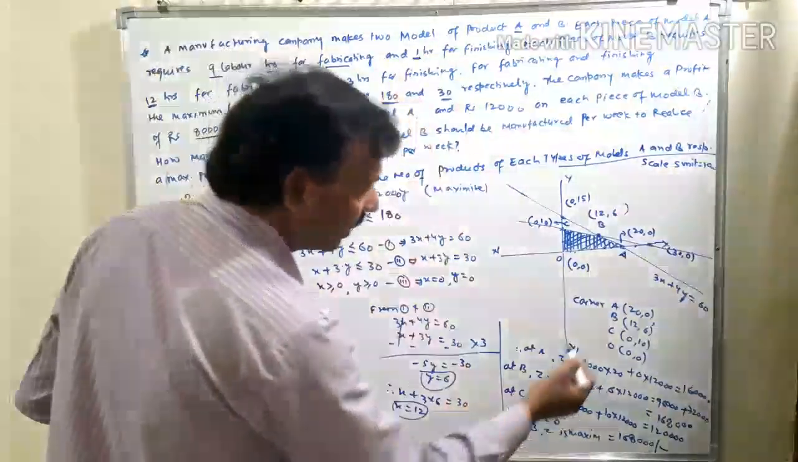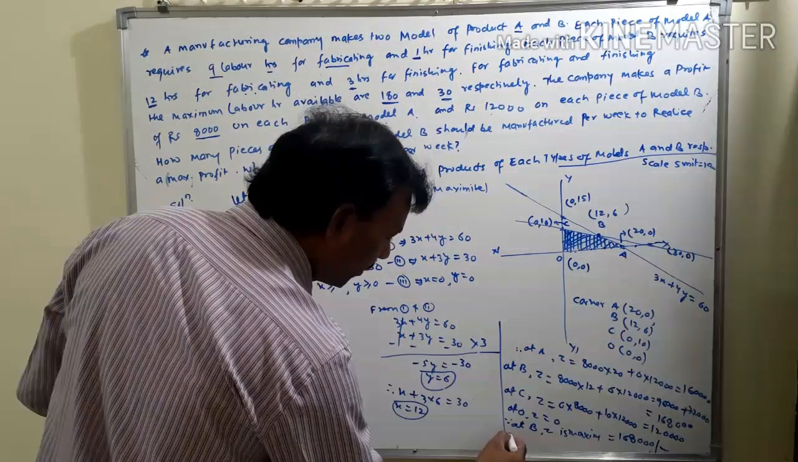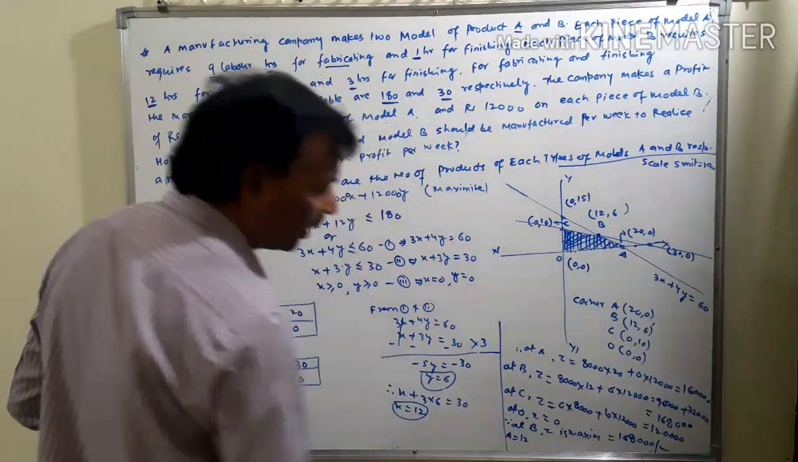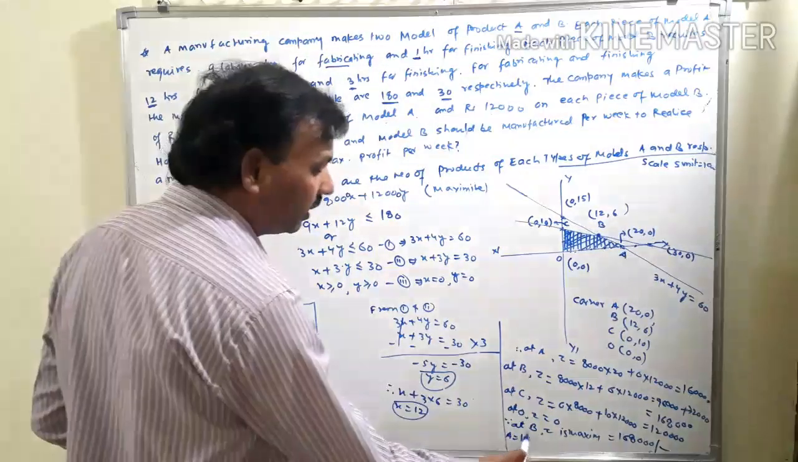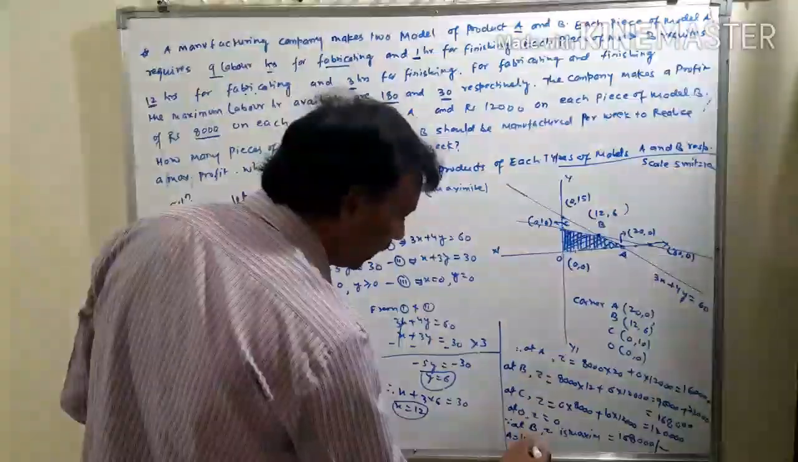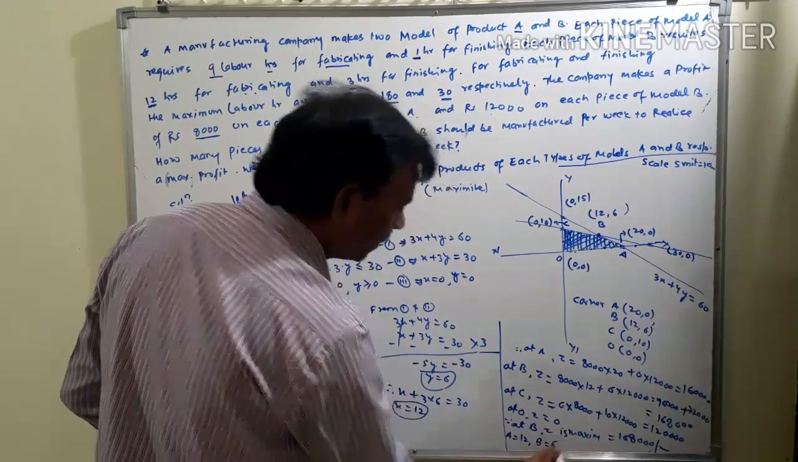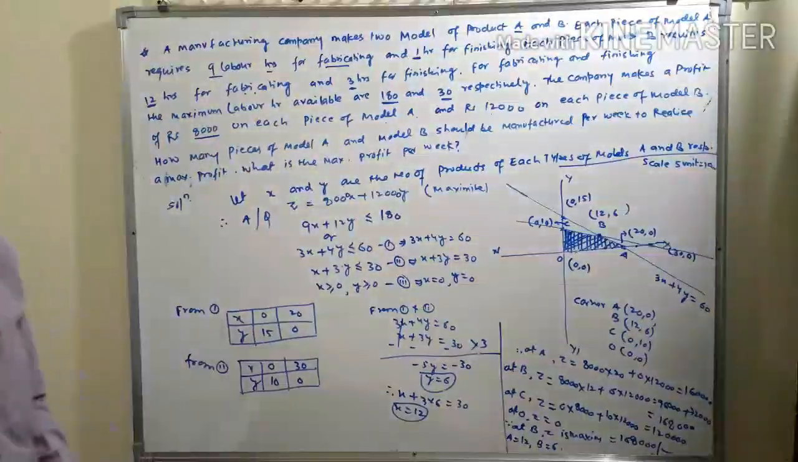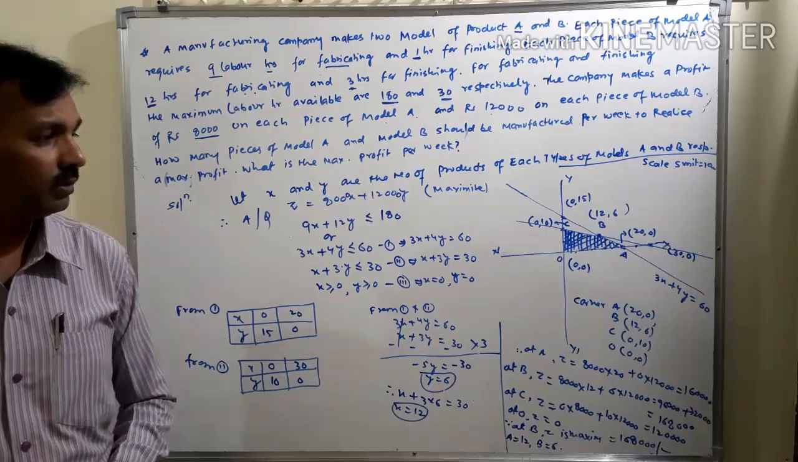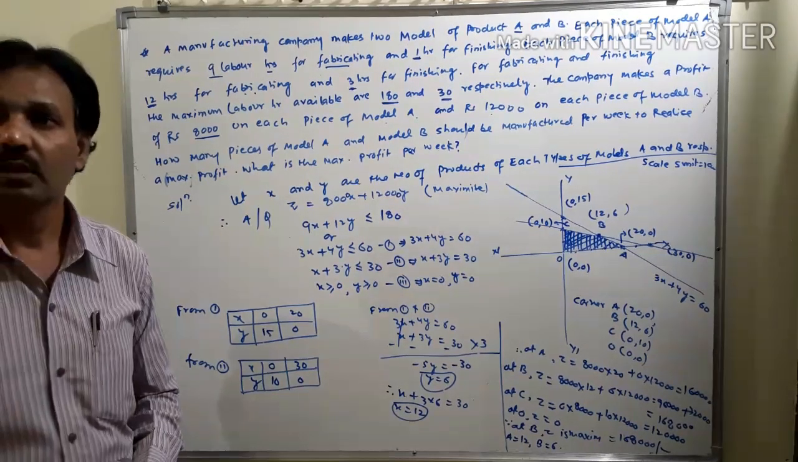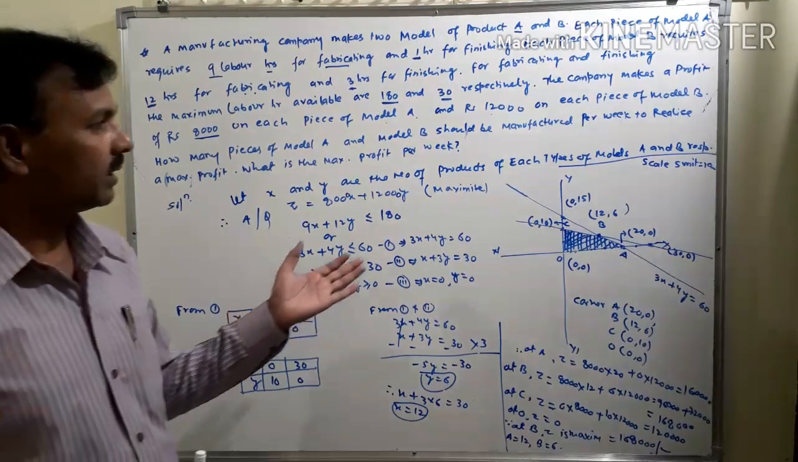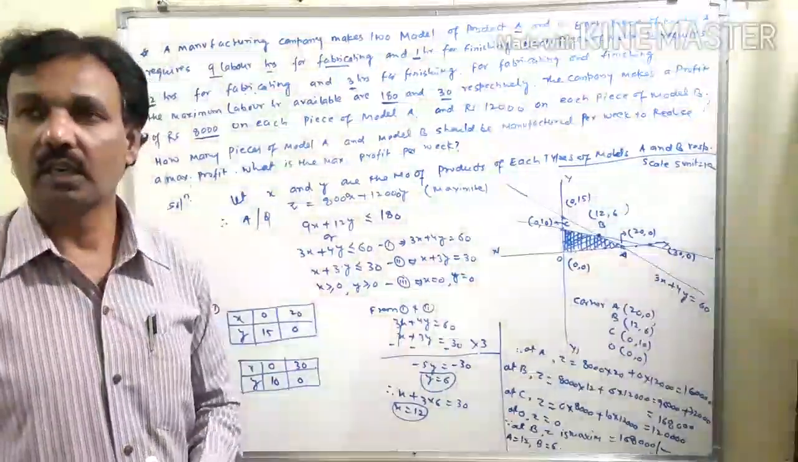Model A equal to 12 and model B equal to 6. This will be the answer. Now in the next video we will discuss the second type of problem, that means diet problems.